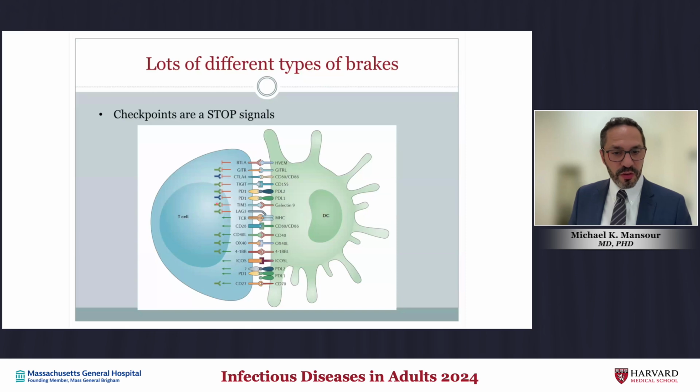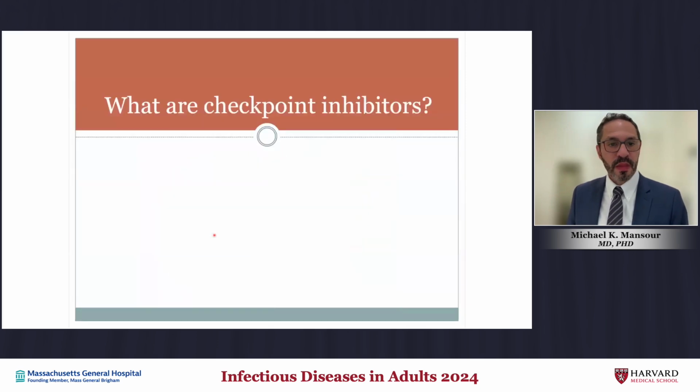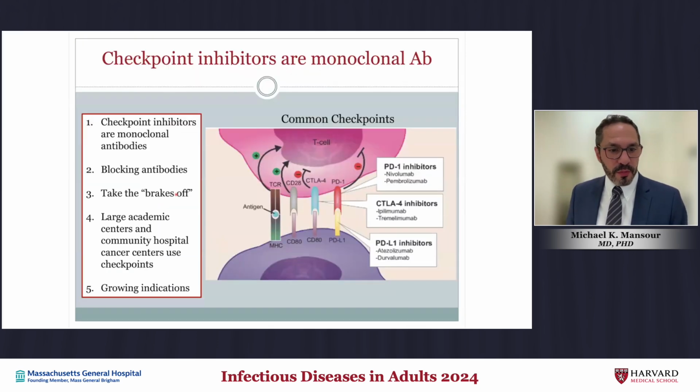But in general, the take-home message is if you take away that checkpoint, what you'll result in is a very vigorous T cell activation that is really going to go to a much higher level than normally expected. And so, checkpoint inhibitors are monoclonal antibodies. The way you inhibit these checkpoints is you add an antibody, and these antibodies bind to the checkpoint and block it, therefore taking the brakes off.